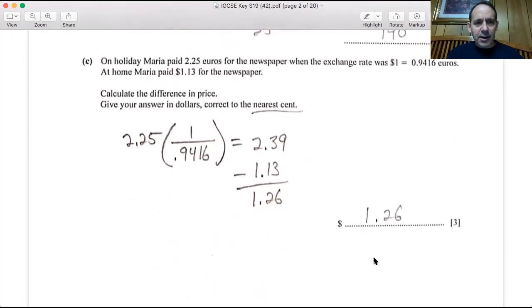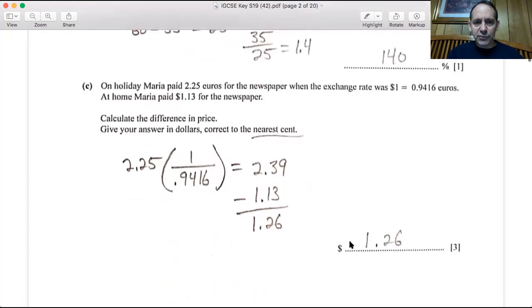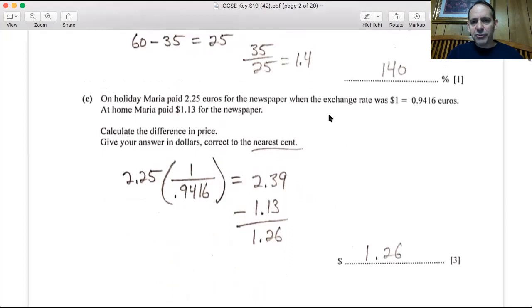Letter C, on holiday, Maria paid 2.25 euros for the newspaper when the exchange rate was $1 to 0.9416 euros. At home, Maria paid $1.13 for the newspaper. Calculate the difference in price. Give your answer in dollars to the nearest cent.